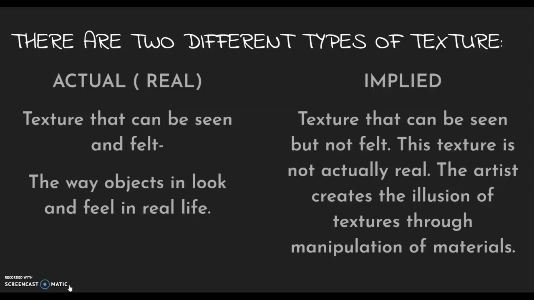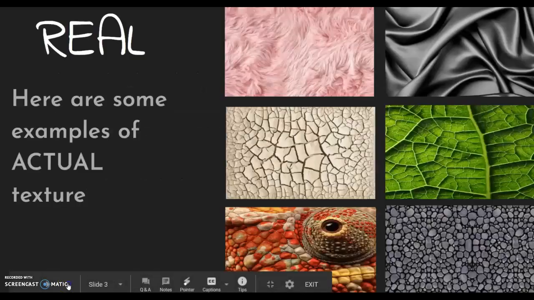Then there is implied texture, texture that can be seen but not felt. This texture is actually not real. The artist creates the illusion of texture through manipulation of materials. So this would be the artist trying to draw or paint textures from real life to make it look real on the canvas or the paper.